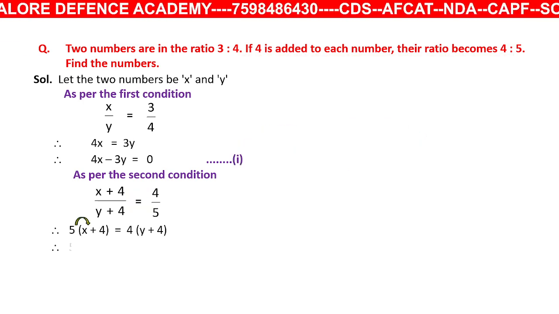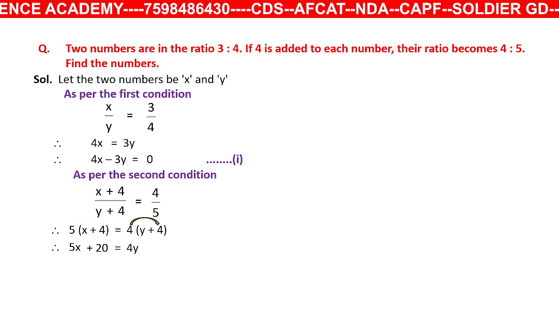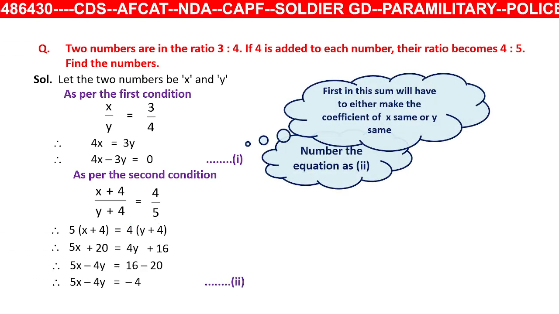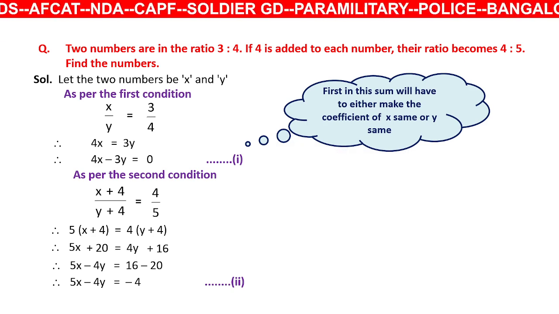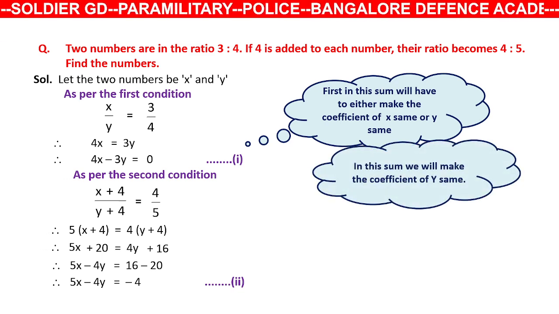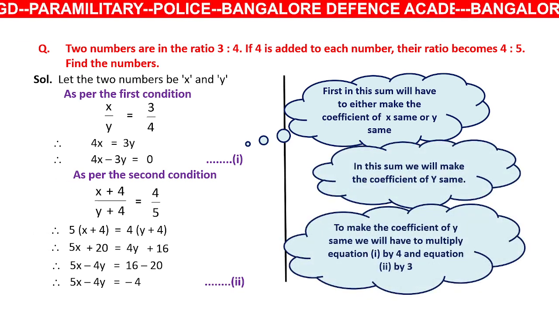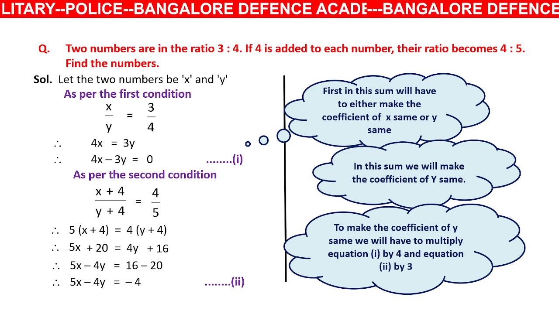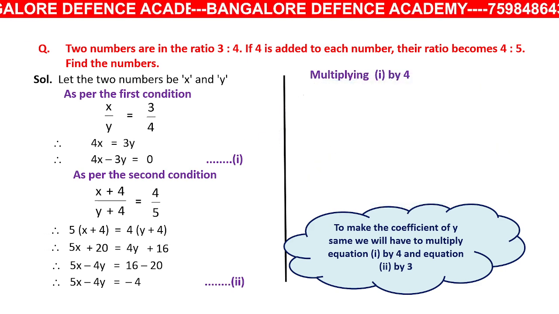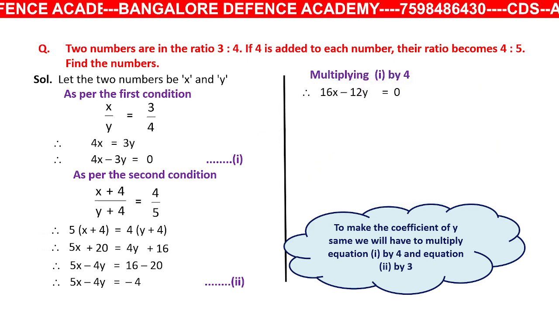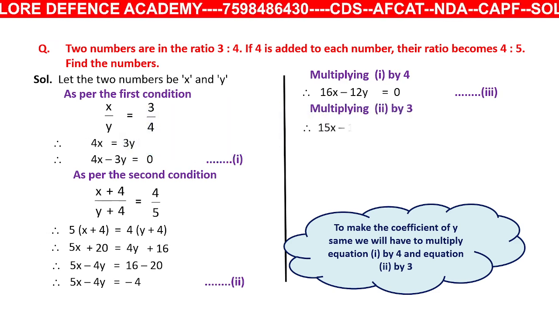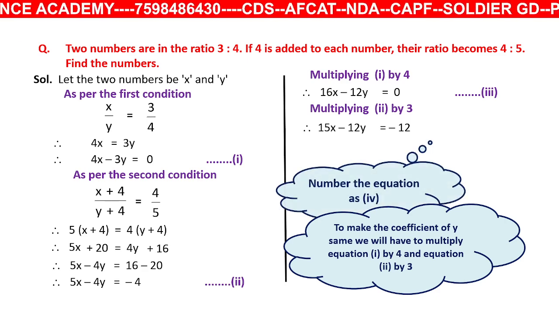When I try to solve the equation, you get 5x minus 4y is equal to minus 4. Now I am going to solve these two equations. In this sum, we have to make the coefficient of x same or y same, so I am going to use the elimination method. We will make the coefficient of y same. To do that, we multiply equation 1 by 4 and equation 2 by 3. Multiplying equation 1 by 4, you get 16x minus 12y is equal to 0. Multiplying the second equation by 3, you get 15x minus 12y is equal to minus 12.